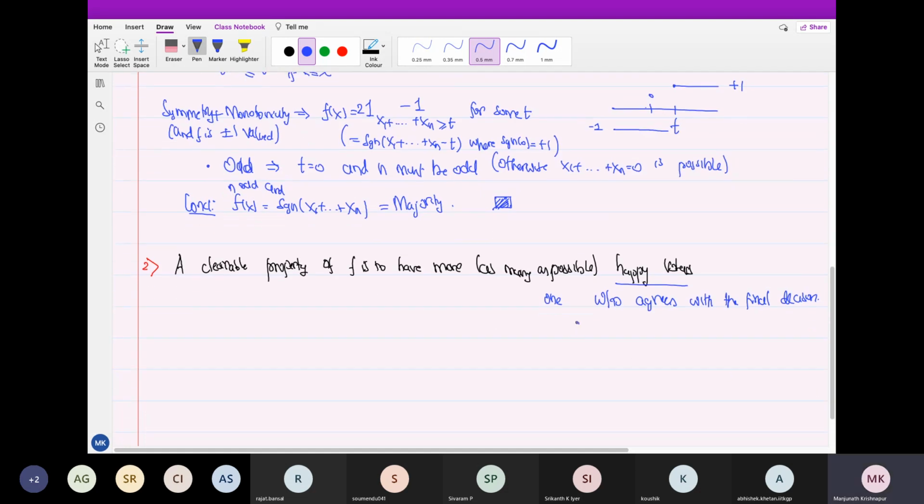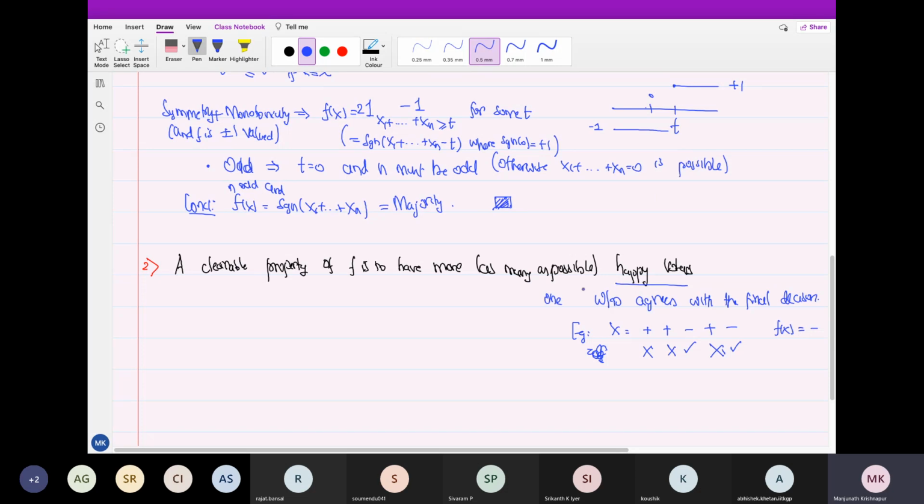So, for example, if x is, let's say, plus, minus, and let's say f of x for some Boolean function turns out to be minus. Okay, so that means these voters are happy because they voted for the winning candidate, and these voters are not happy. So in this case, there are 3 unhappy voters and 2 happy voters. So more happy voters is better in some sense. This is a criterion; you can accept it or not.